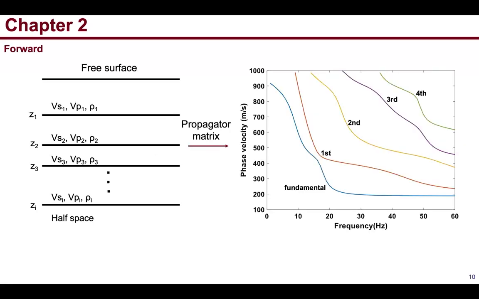As for dispersion curve inversion, we first need to know how the dispersion curves are generated synthetically. Given a layered velocity model, as shown in the left figure, we know the layer thickness, and we know the Vs, Vp, and rho in each layer. We can generate a multimodal dispersion curve as shown in the right figure, like this. Here we are using the propagator matrix method.